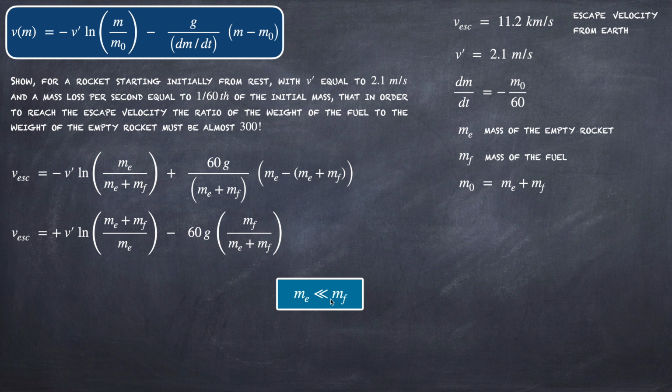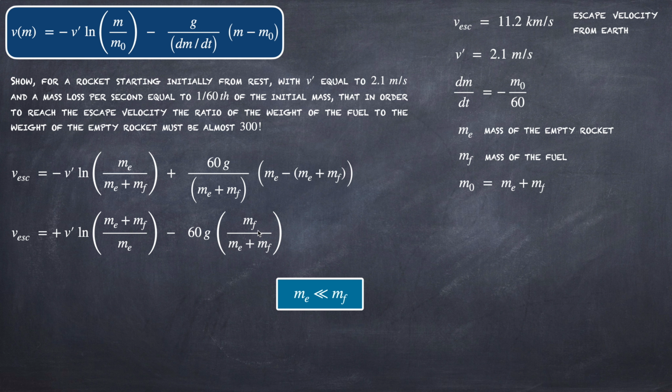Or in other words, the mass of the fuel is much greater than the mass of the empty rocket. So, we can do an approximation in this term and also in this term here, but it's not necessary to do the approximation in this term, because here you will have, as I already said, 1 plus mf over me. So we're going to do the approximation only in this term here. Instead of mf over the sum me plus mf, let's write it as me over mf, which is going to be 1 at the end.